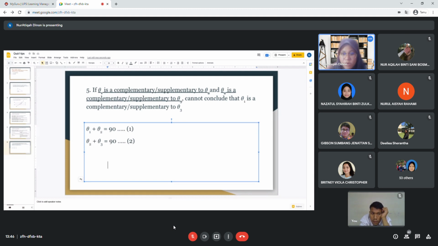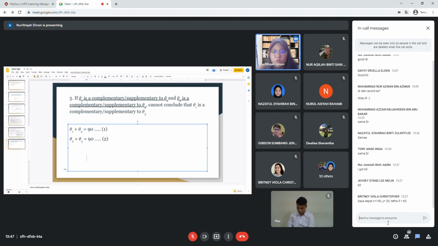So this is antara benda yang, because when I try to look at some of the question online, this is the thing that I think maybe some of you tak alert kena buat macam ni, because at first pun masa saya tengok ni I directly conclude that okay, if this one complementary to 2, 2 complementary to 3, then I can directly use the transitive reflexive which is theta 1 is complementary to theta 3. But it's not like that. You need to do this way lah.